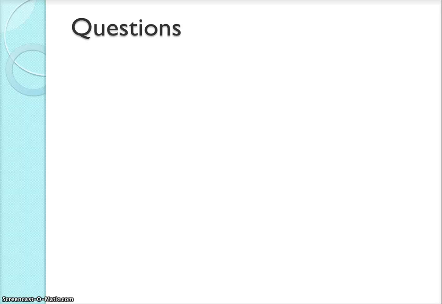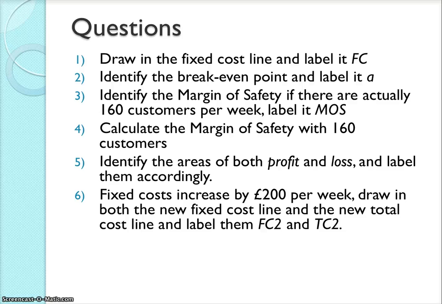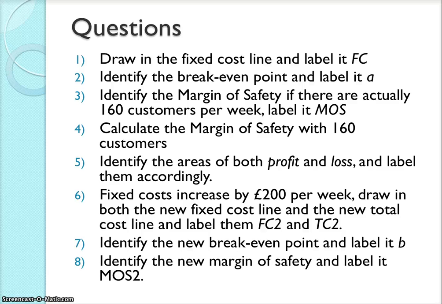Now let's have a look at the remaining questions. Next one is to identify the areas of both profit and loss and to label them accordingly on the graph. Then we're going to have a look at what would happen if fixed costs were to increase by £200 per week. Now I'm going to draw in both the new fixed cost line and a new total cost line and label them FC2 and TC2. We'll then have to identify the new break-even point and then identify the new margin of safety. So have a go at doing a few of those things on your own first of all, and then I'll go through them and hopefully you've got the same answers as me.